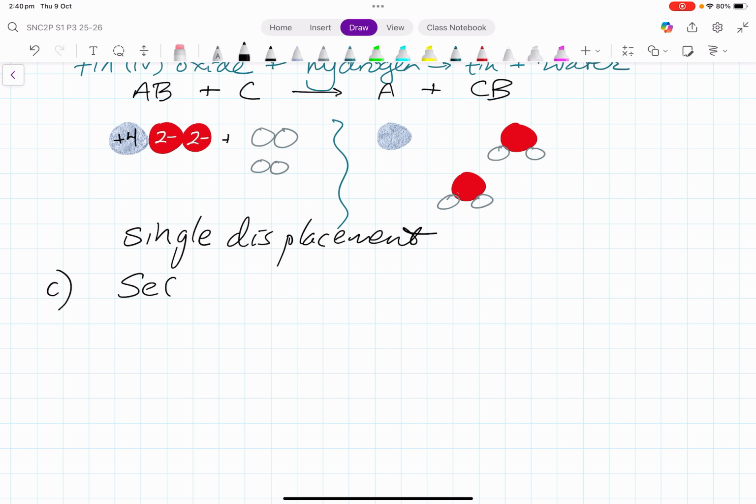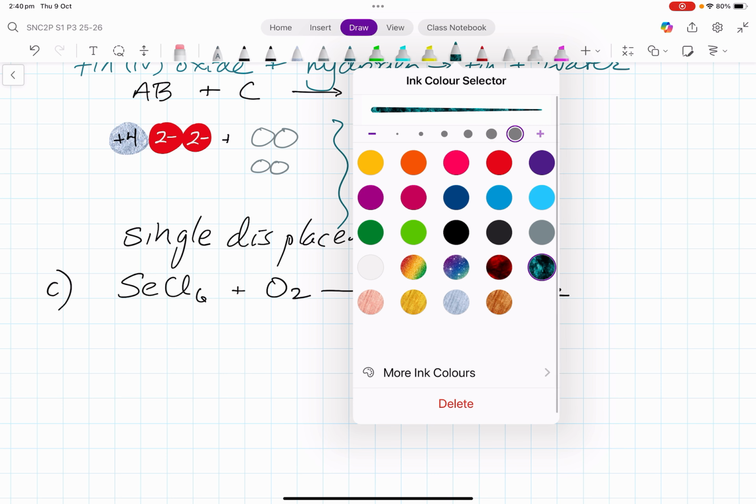So we got SeCl6 plus O2 gives SeO2 plus Cl2. Okay. Now, I'm not even going to bother with anything here in terms of charges and all that. I'm going to go full on straight up poker chip here. Selenium is actually technically a non-metal. All right. That's fine. So I'm going to need a cool color for selenium. We'll do this teal. That's kind of neat.